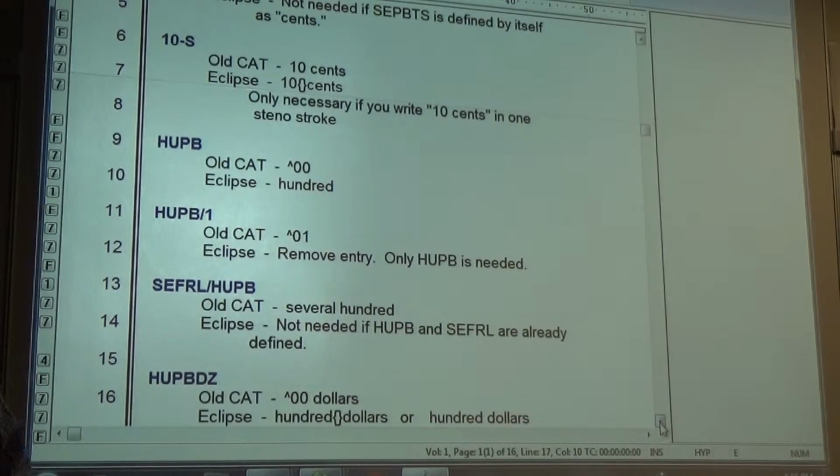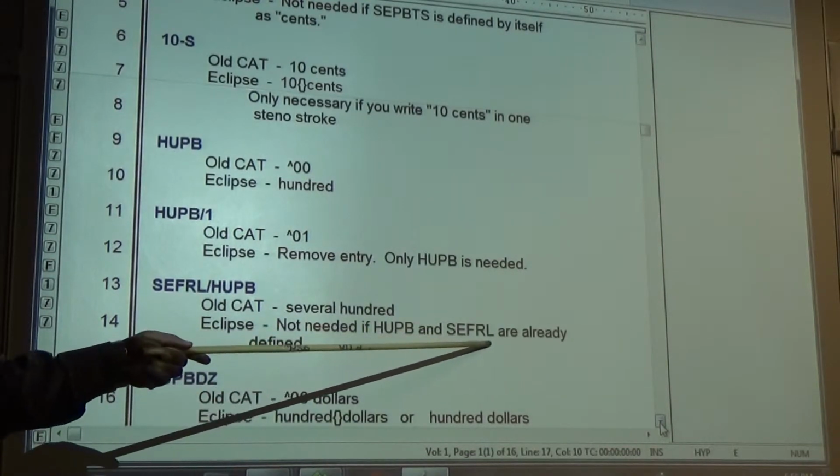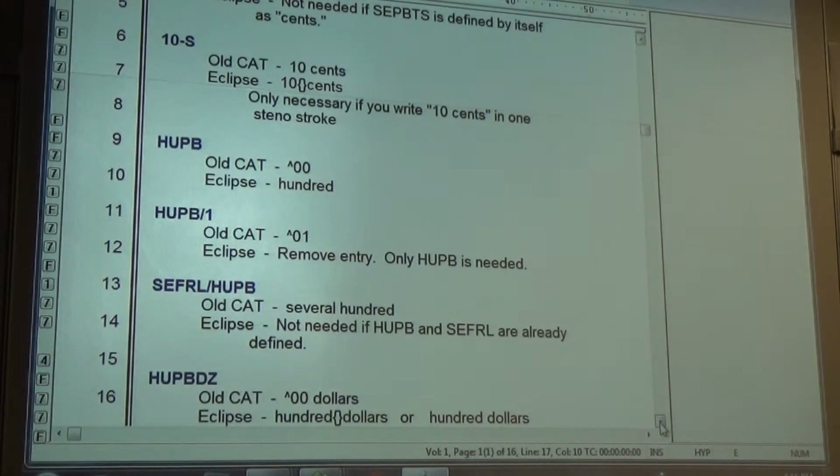Okay. I'll look this week and see if I can find it. So even if they say several hundred, same thing. You don't define it together, okay? Hundred and several are already defined.